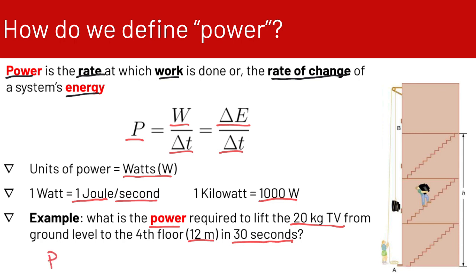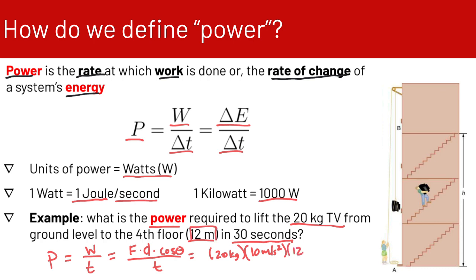So power is equal to work divided by time. So our work is going to be force times d times cosine theta. And our time is just the amount of time it takes. So the force is going to be the mass of the television times gravitational acceleration. So our force then is 20 kilograms times the gravitational acceleration, that's 10 meters per second squared. Our displacement is going to be this 12 meters. That's how high it goes up.